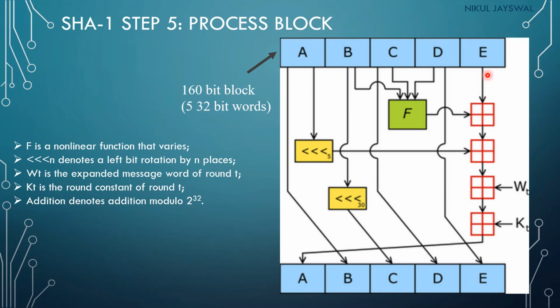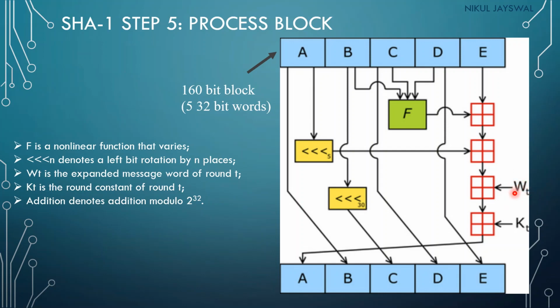Now the major process is E to A. Now how do we perform E to A? First of all, we will take E, then we will take B, C, D, and perform some function here. Clear? And the addition of the output of this function and E will be performed. Next step, for this output, the left shift rotation of 5 bits will be performed to the A, and for the output and this A, again we will do the addition.